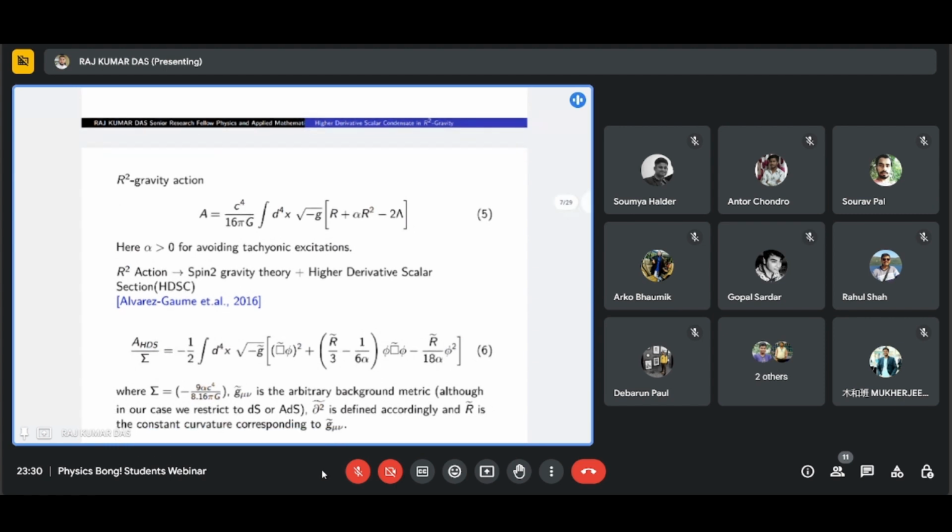Then you will find this kind of action. Okay, as time is limited, I am not elaborating on this. I will tell you about this another day.